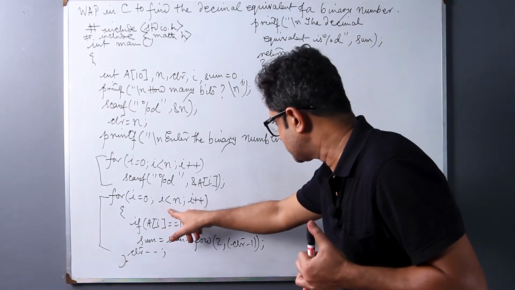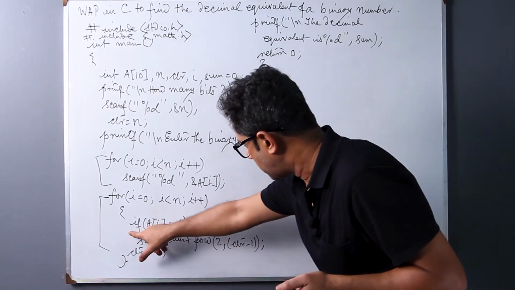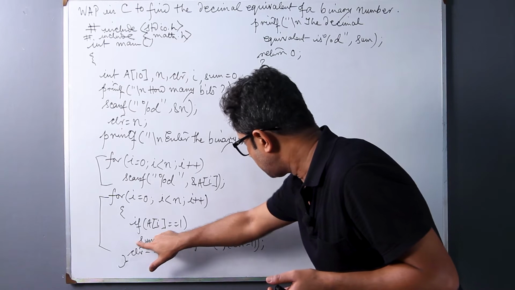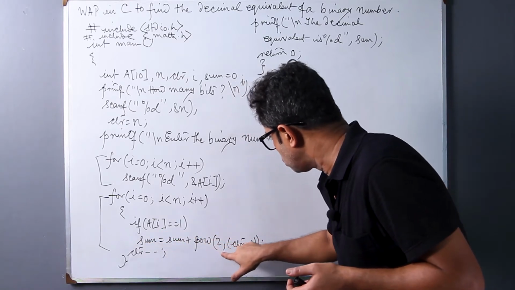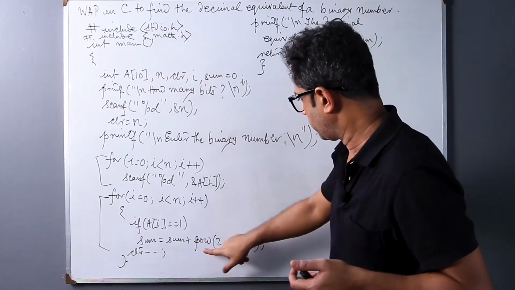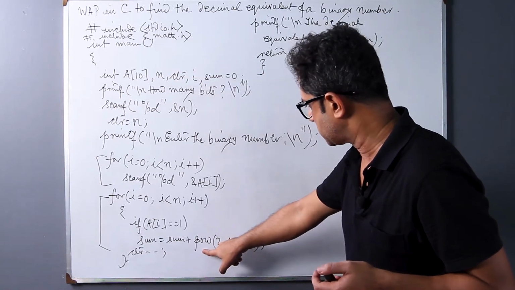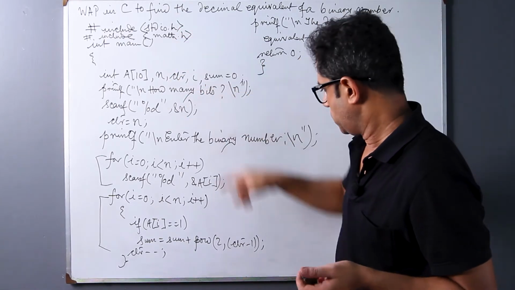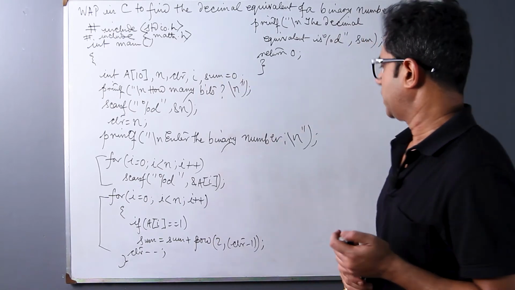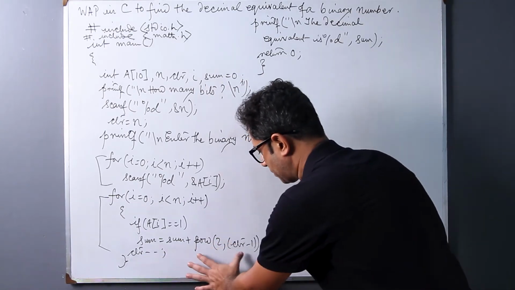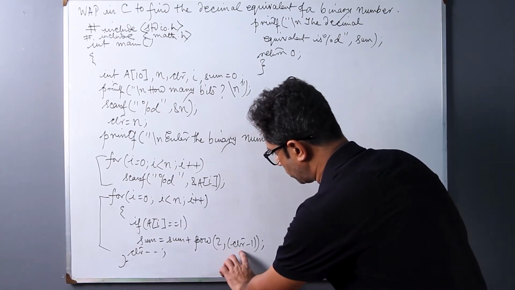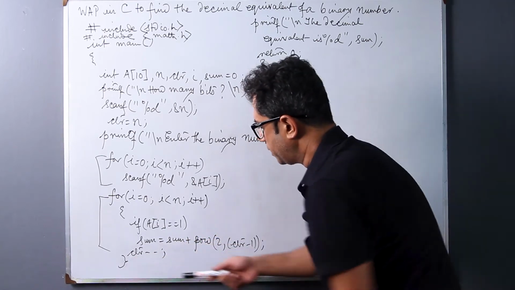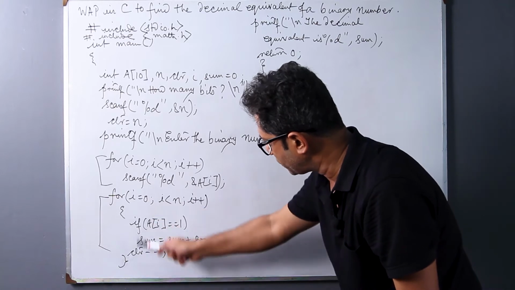For i equal to 0, i less than n, i plus plus, I have written if a[i] is equal to 1, sum is equal to sum plus pow(2, ctr minus 1). For incorporation of this pow function, that is the power function, we have included the math.h header file beforehand. So this is the library function pow, which calculates 2 to the power of the value of counter minus 1. Then the counter is decremented by 1, and the loop goes on like this.